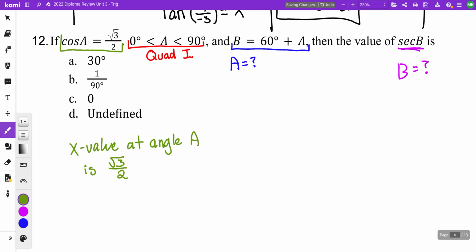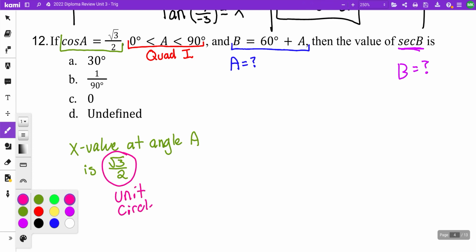Well, root 3 over 2 should ring all kinds of alarm bells for you. That's on the unit circle. Look at your unit circle. Where do you see an x value of root 3 over 2? You actually see it in two spots, right? You see it in quadrant 1 and you see it in quadrant 4. So technically there's two different things A could be. That's why this was so important.